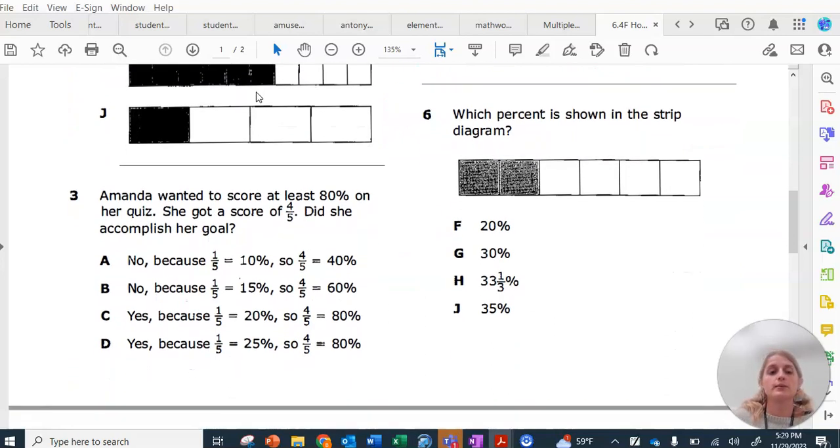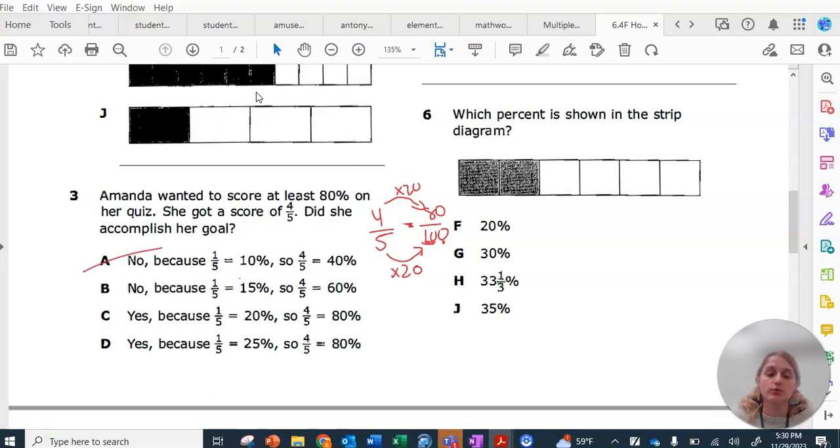For number 3, Amanda wanted to score at least an 80 on her quiz. She got a score of 4 out of 5. Did she accomplish her goal? I'm not looking at any of the answer choices. I'm just going to figure out if I think it's a yes or a no. So 4/5, 80% is out of 100. Let's see what percent 4/5 is. So figure out 5 times what number equals 100. 5 times 2 is 10. And this is 10 times bigger than that, so 5 times 20. 4 times 20 is 20, 40, 60, 80. Ooh! So yes, she met her goal. She didn't get higher than her goal, but she met it.